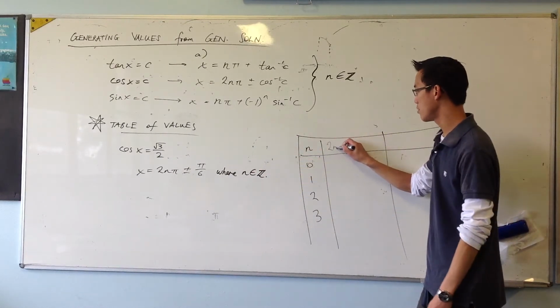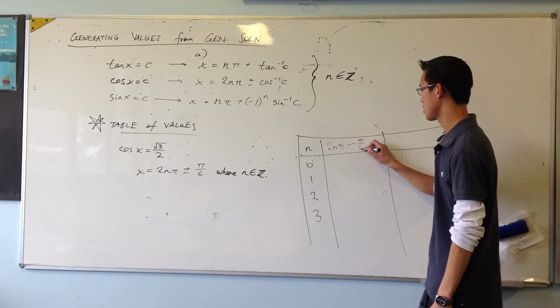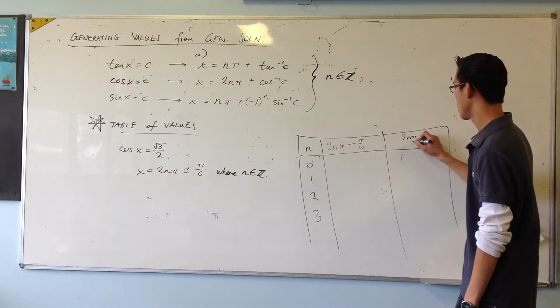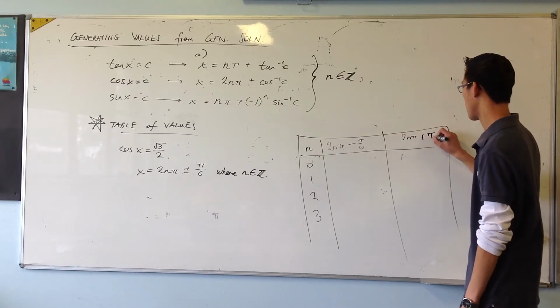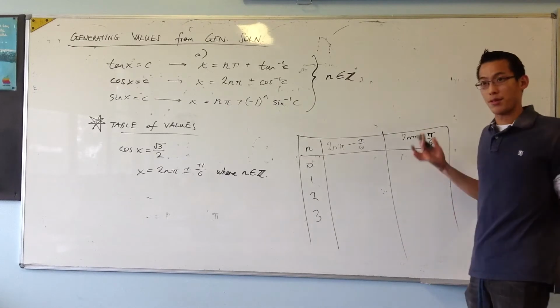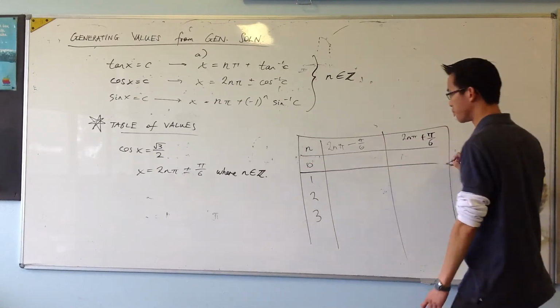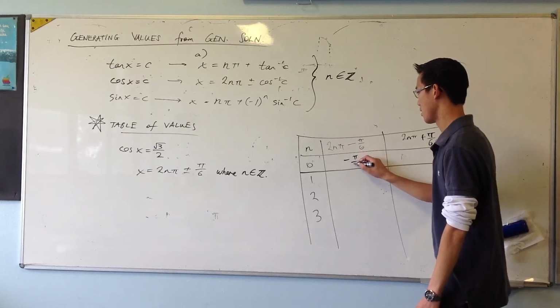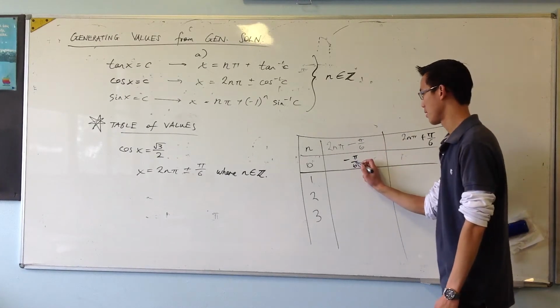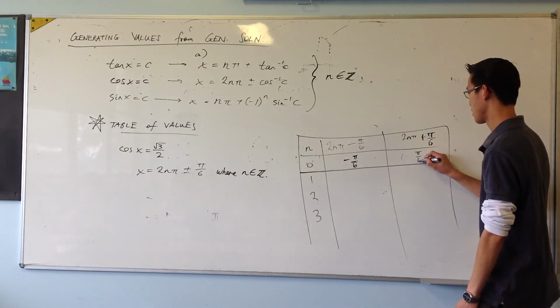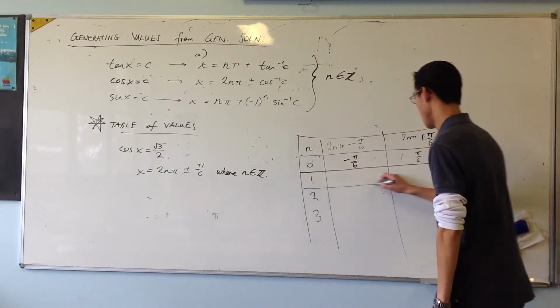So one of them will be 2n pi minus pi on 6. You'll get one set of solutions from that. And the other one will be 2n pi plus pi on 6, and we'll get a different set of solutions from there. So for instance, n equals 0. This one's going to be 0 minus pi on 6, so there's one answer. This one's going to be 0 plus pi on 6, so there's another answer. And then you keep on going.